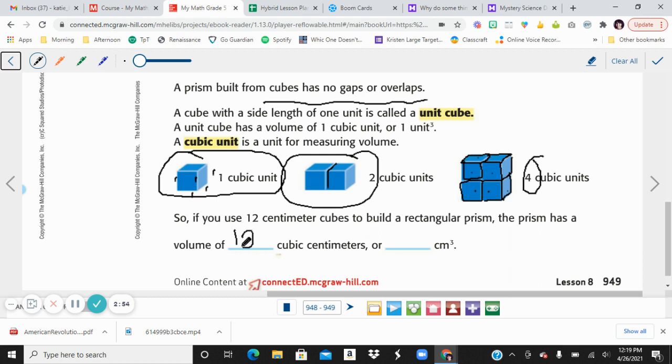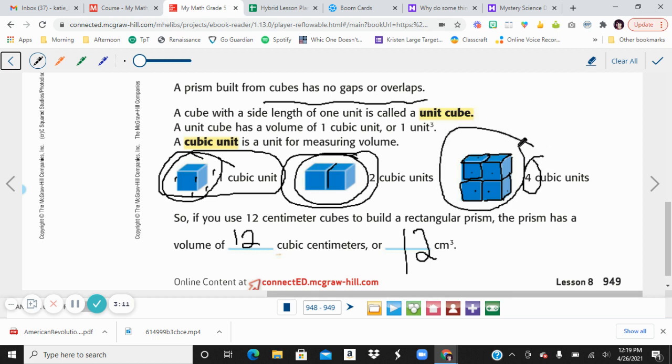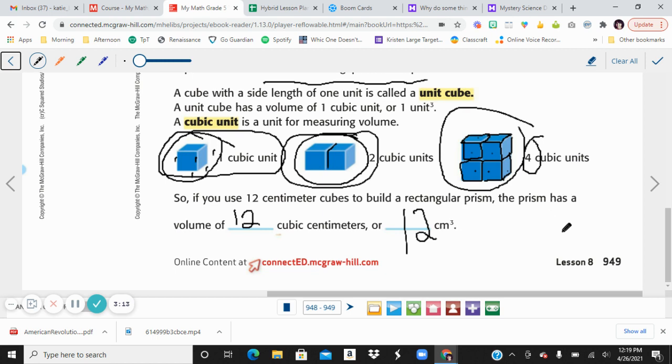So if you used 12 centimeter cubes to build a rectangular prism, the volume would be 12 cubic centimeters, or 12 centimeters cubed. This 1 cubic unit has a volume of 1 cubic centimeter. This one, 2, has 2 cubic units. 4 would be a volume of 4 cubic units. Okay, so let's take a look at the next page.